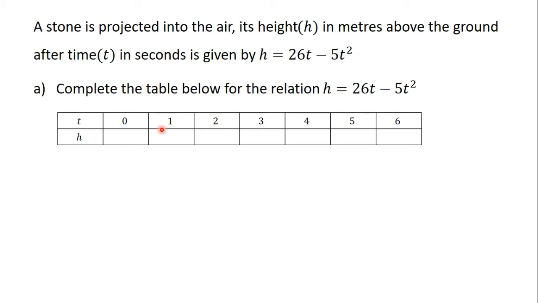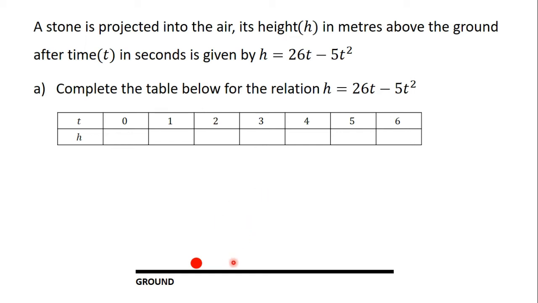We are supposed to complete this table given to us by using the relation h = 26t - 5t². To help us understand this question very clearly, let's consider this simple illustration. So let's say that we have the ground here and we have a stone on the ground. We are going to represent the stone with this red ball. The question says that this stone is projected into the air. That is, the stone is thrown into the air.